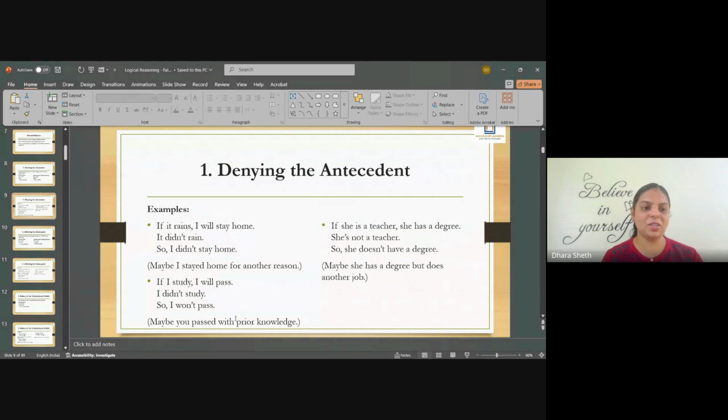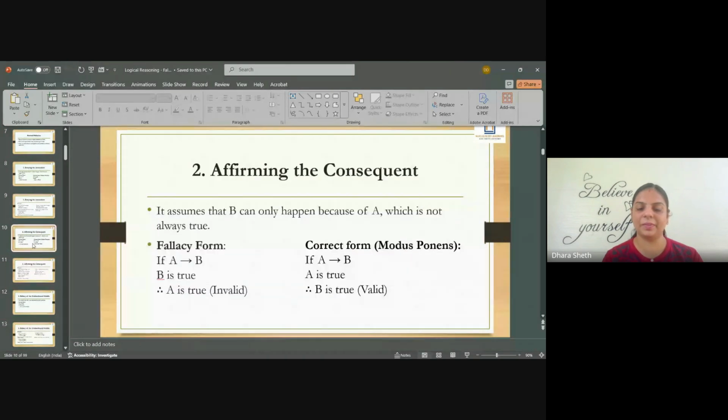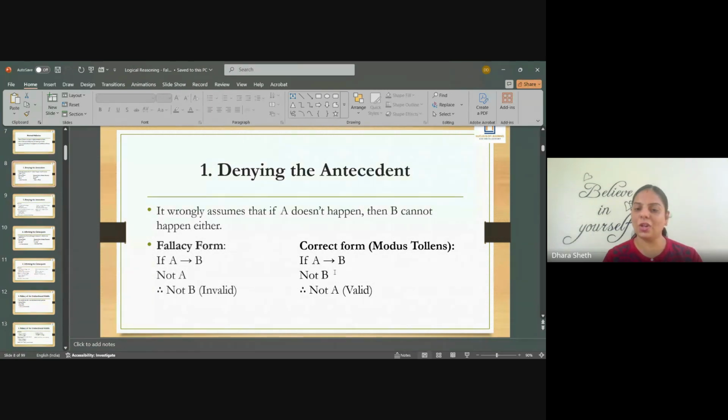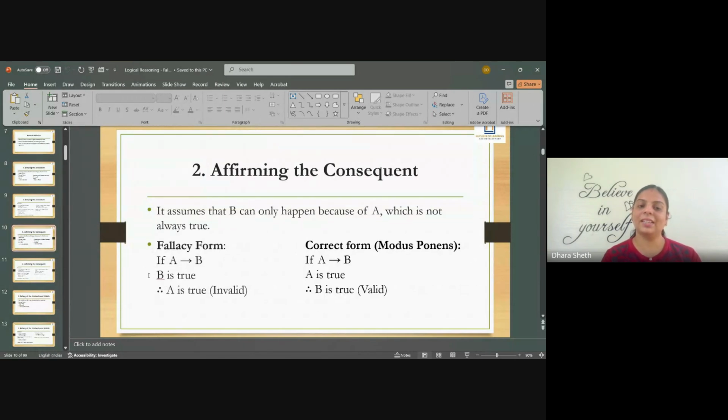Okay. Now, if this was clear, then the second is similar. It assumes that B can happen only because of A. The consequence is affirmed, affirming the consequent. It assumes that the only reason B can happen is because of A, which is not always true. So here, we saw that if A is B, not B, then not A. But here it says, if A is B, then B is true, so A is true. That's wrong. The correct form is modus ponens, which is, if A is true, then B is true.